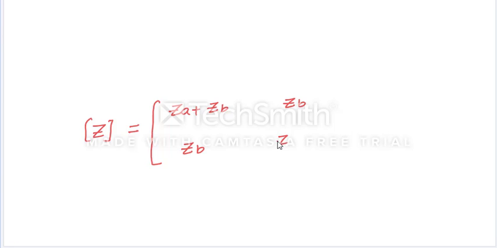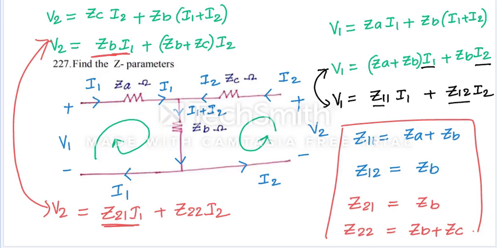So finally I can write my Z matrix. I can simply write the Z matrix like this: Z11 is ZA plus ZB, Z12 is ZB, Z21 is ZB, and Z22 is ZB plus ZC. Check it, isn't it?